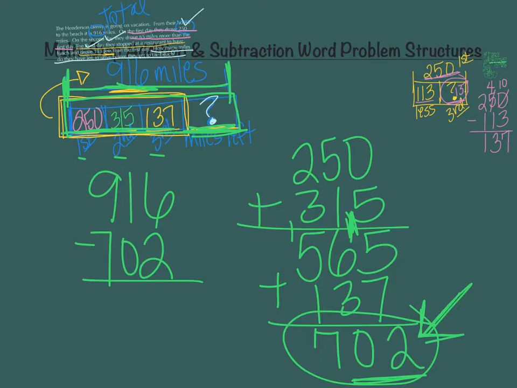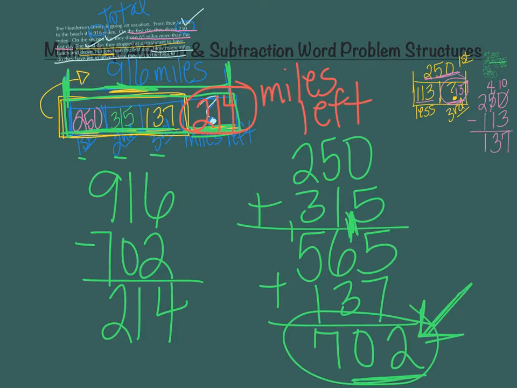All right, where do we start? What place value? Good, the 1s. What is 6 minus 2? Excellent, 4. 1 minus 0? 1. And 9 minus 7? 2. Perfect. So what goes in the miles left box? Excellent, yes. 214. So my answer is 214 miles left. Whew.